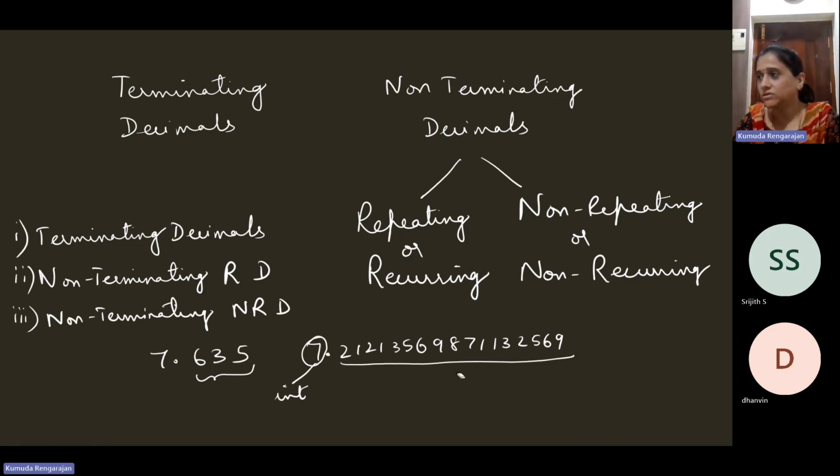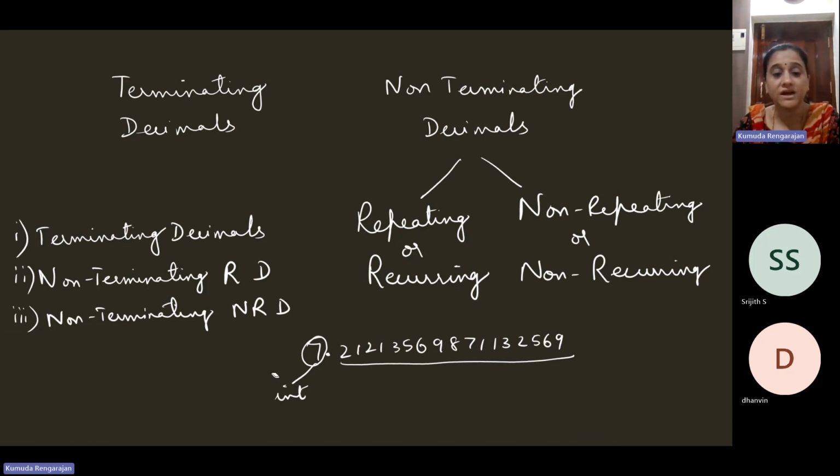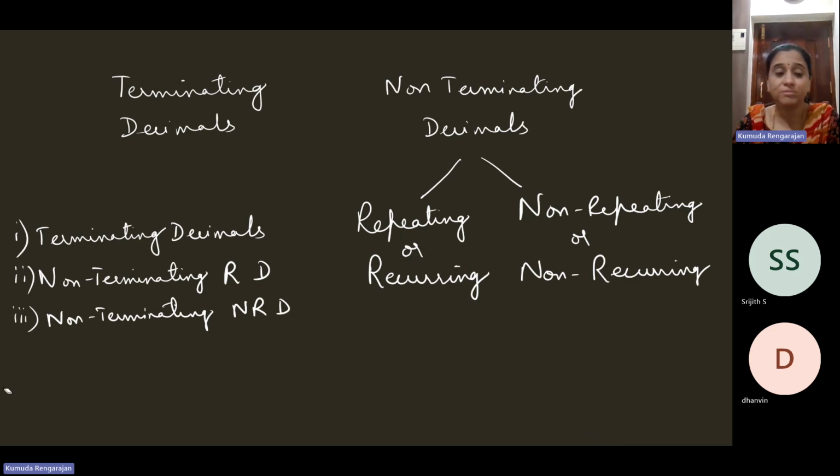Now this one you understood? Why is it a terminating decimal? Because it stops here. 212135698711325669. It ends there. Terminating decimal. Now an example for a non-terminating repeating decimal. Okay, we'll take an example for a non-terminating repeating decimal.